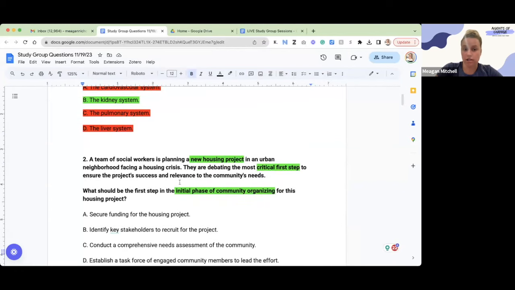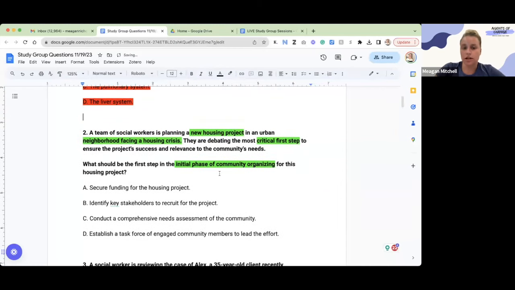We have been asked to plan a project for what's the problem? What's the problem here that the client would be facing, knowing the clients are the community? Housing. There's a housing crisis. Okay. So what would be the first step in the initial phase of community organizing for this housing project?